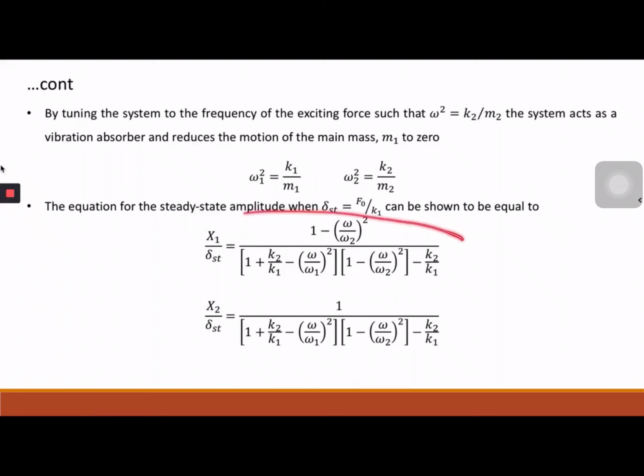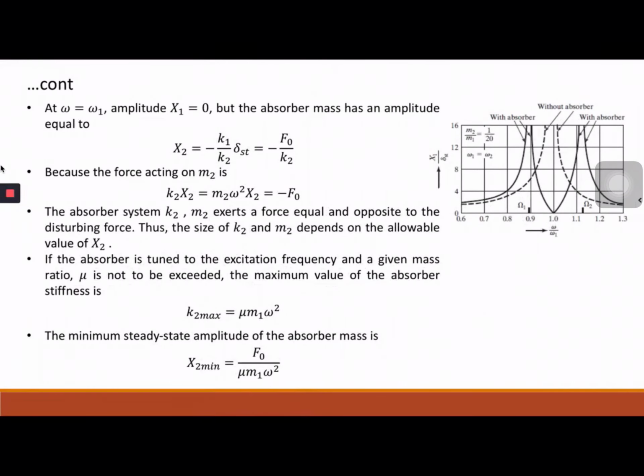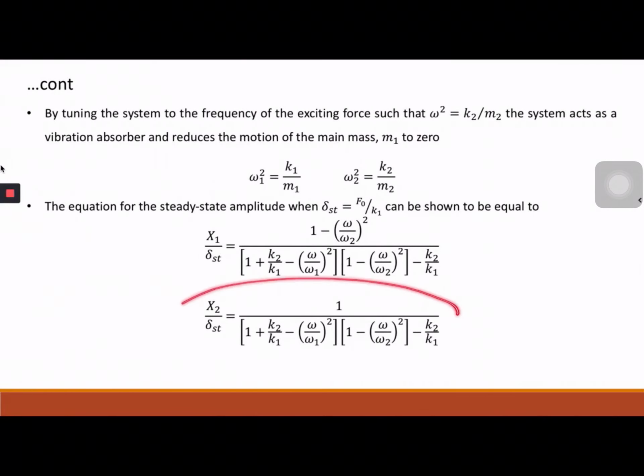So we can show the first one, this is x1 over delta st, and the second one is for the vibration absorber. When the frequency is at the natural frequency, amplitude x1 equals 0, but the absorber mass has an amplitude equal to this function over here. Because the force acting on m2 is f0, we can get it from this equation.